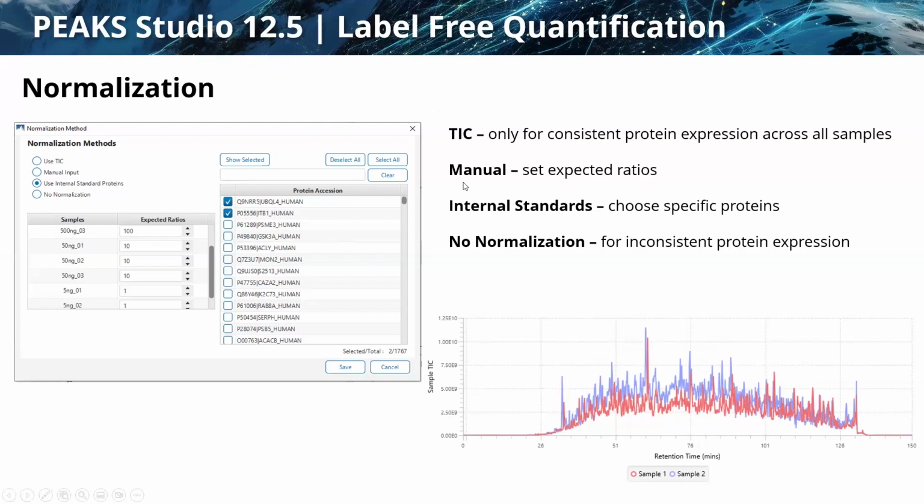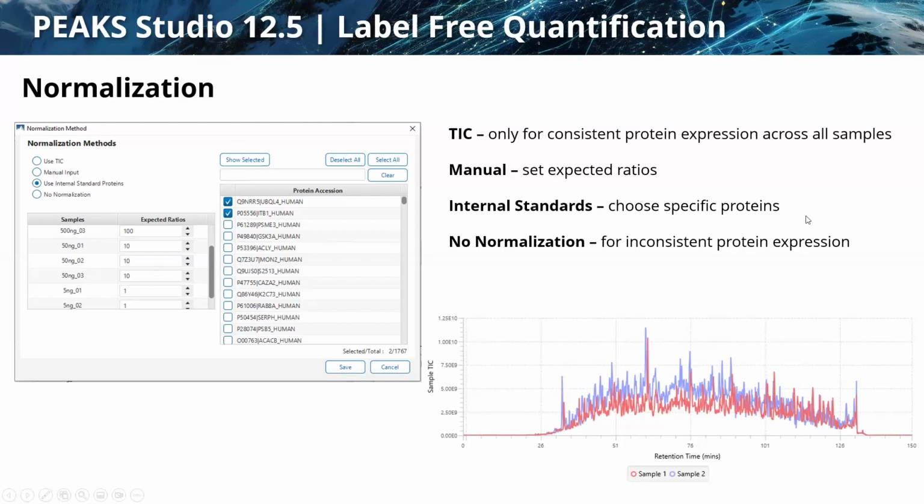Manual normalization is going to use the same logic as TIC, except you get to set the expected ratios. So if sample 1 is double the concentration of the next sample, then you can set that as the expected ratio, and it will calculate with that assumption.